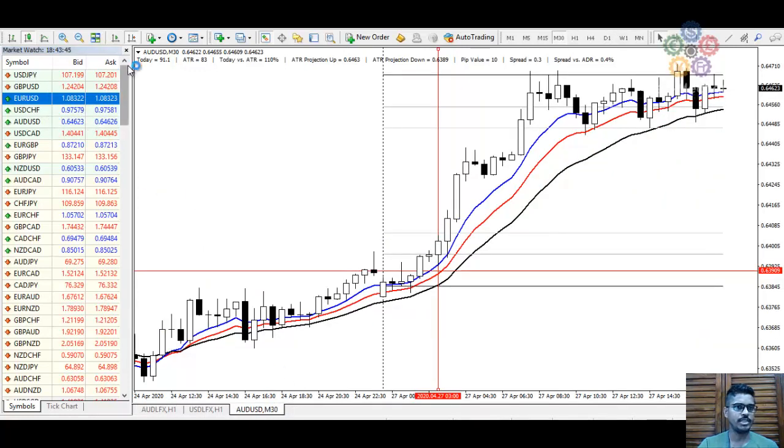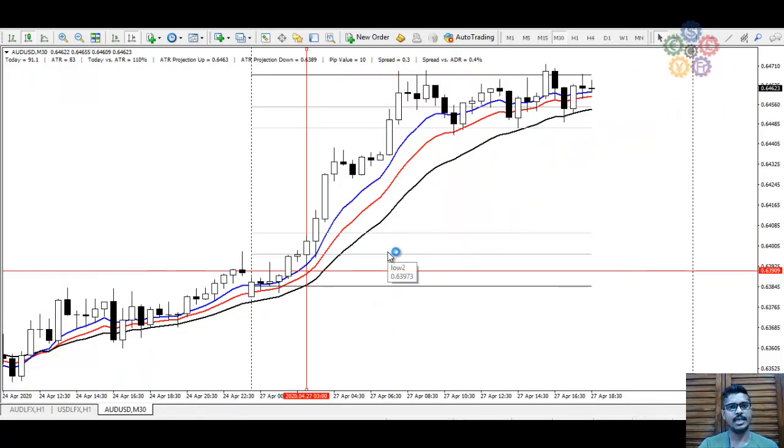So this is the AUD USD, and let's take an example that happened today. Now on my screen, obviously I don't have a lot of indicators here, but this is just for simple explanation. There are a set of moving averages on the screen. Now you can see here it's the 30-minute time frame.